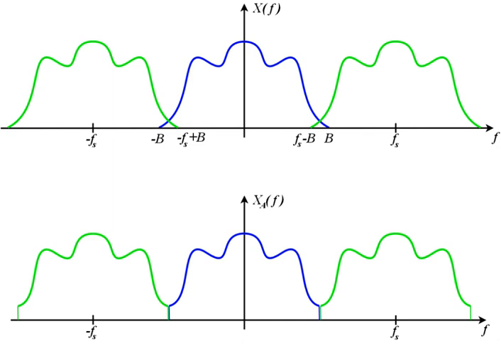Then the function x(t) is represented by x(t) = sum from n equals minus infinity to infinity of x_n · sin(π(2Bt − n)) / (π(2Bt − n)).